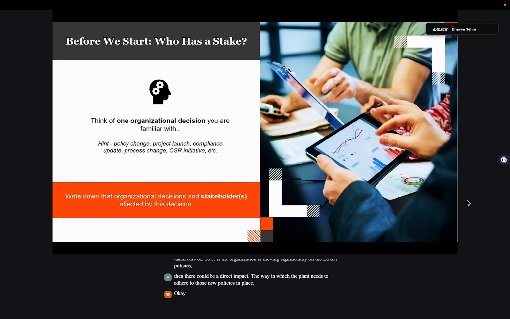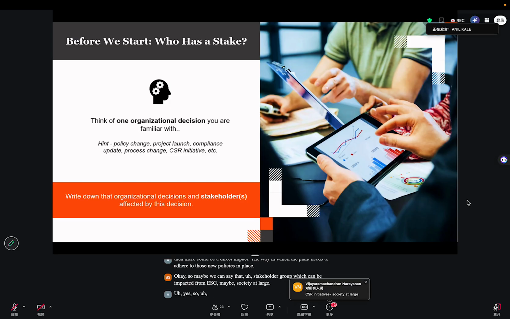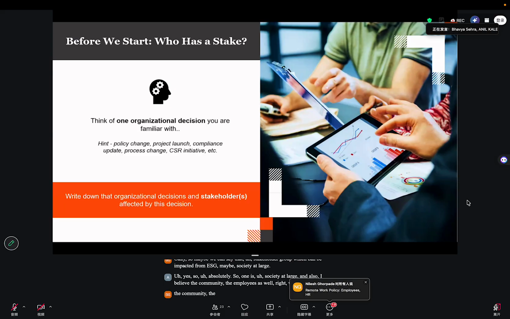Okay, so maybe we can say that the stakeholder group which can be impacted from ESG may be society at large. Yes, absolutely. So one is society at large, and also I believe the community, the employees as well, right? Within the plant. Correct, correct, yes.